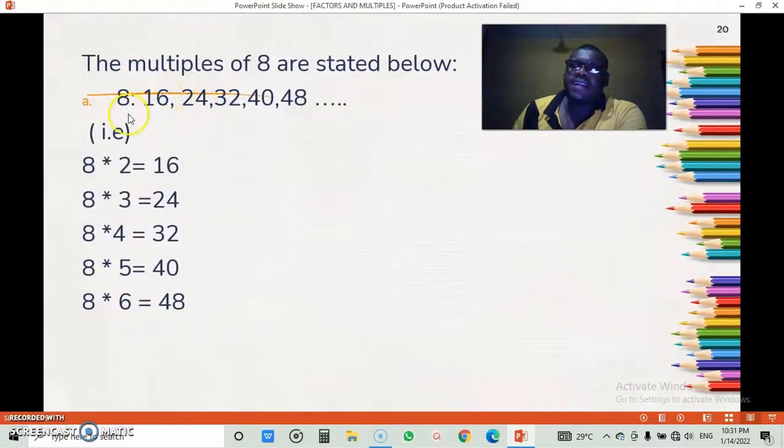Multiples of 8. The first 6 multiples are 8, 16, 24, 32, 40, 48. So 8 times 2, 16. 8 times 3, 24. 8 times 4, 32. 8 times 5, 40. 8 times 6, 48.